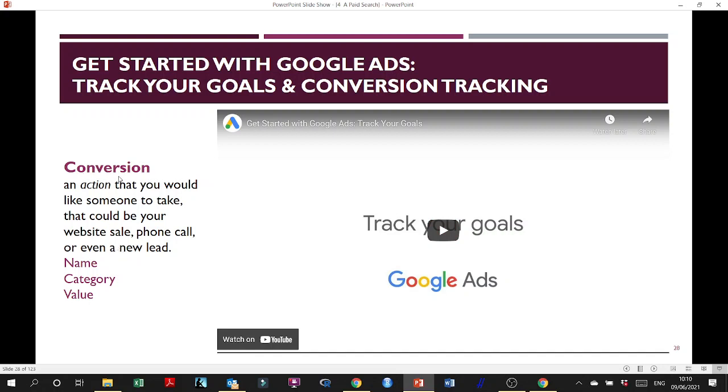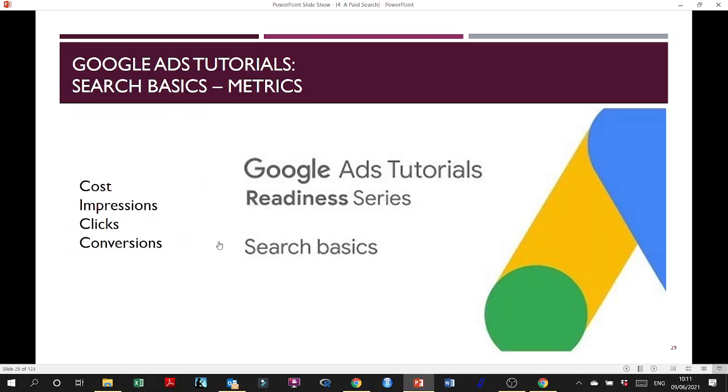So what is a conversion? You understood that a conversion is an action that you would like someone to take. For example, clicking. Not only seeing and viewing your search ad on Google, but also clicking on it. Or on your site, you would like them to place an order. So these are the desired actions that you would like your customers to make. Or for example, clicking and then providing their email address as a lead, and so on.